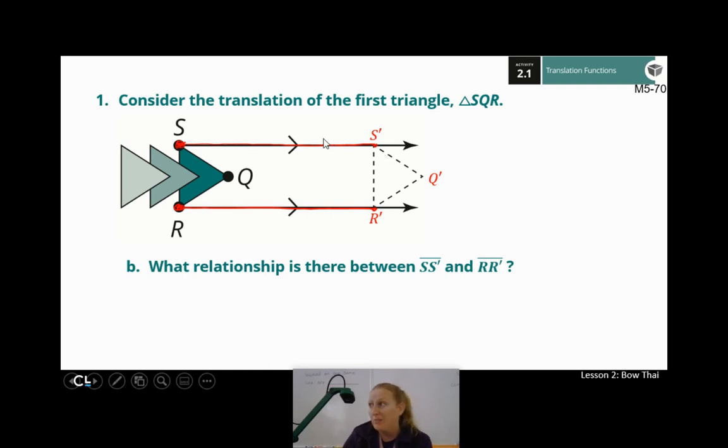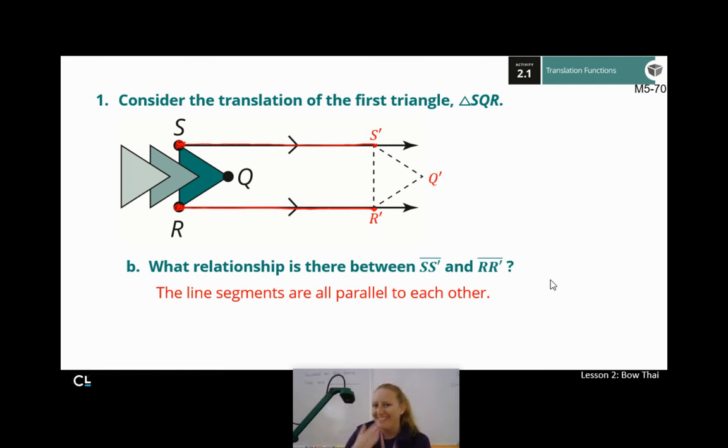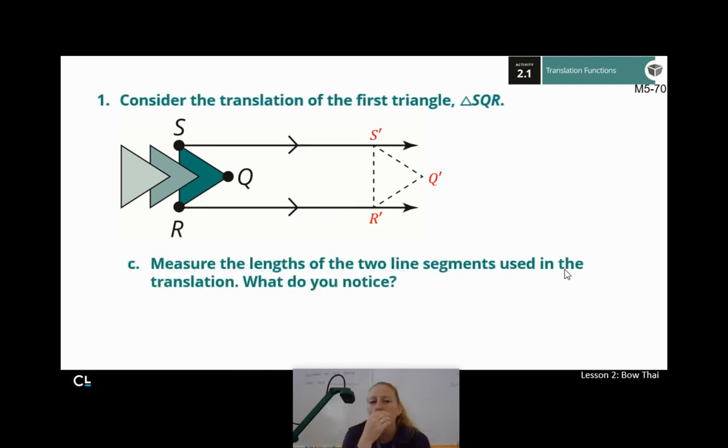I don't know about you guys, but I saw the little matching arrows and I was like, oh, those line segments are parallel. No, they are. You know what? Use your compass now. Grab your compass real quick and, you know, stabby side to pencil side, can you measure the lengths of those segments, S to S prime and R to R prime? What do you notice? Hit pause, write it down, hit play to check your work.